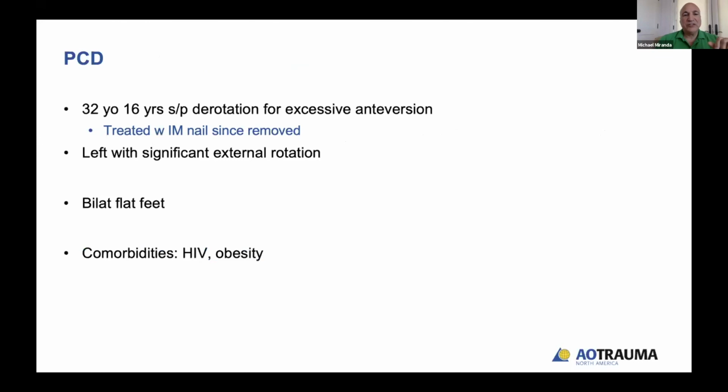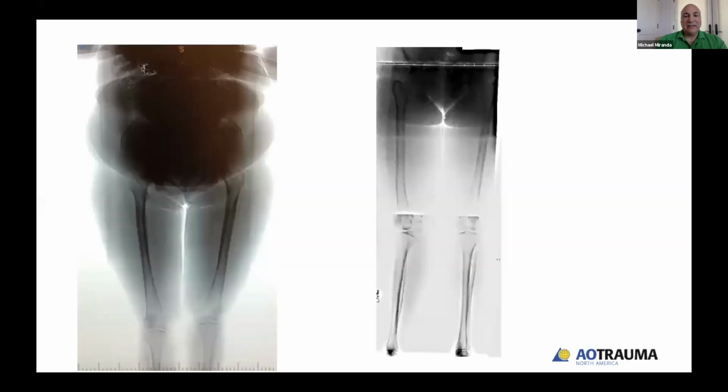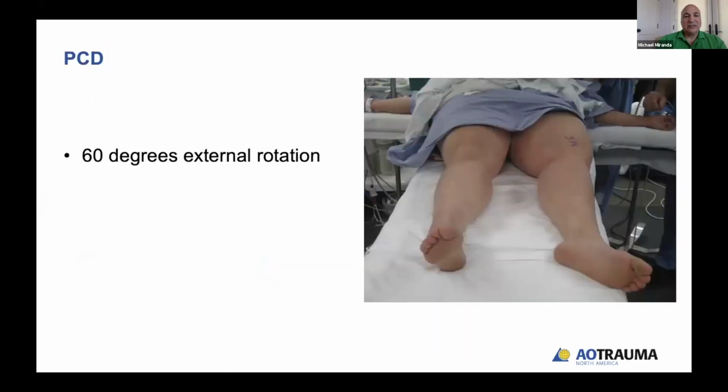So this is a patient of mine. She was 32 years old when she presented. She was 16 years status post derotation for excessive anteversion. She was treated with an IM nail, which had since been removed. She had a significant external rotation deformity on examination. She had bilateral flat feet, some comorbidities, HIV, obesity. And here we go, this is her exam.